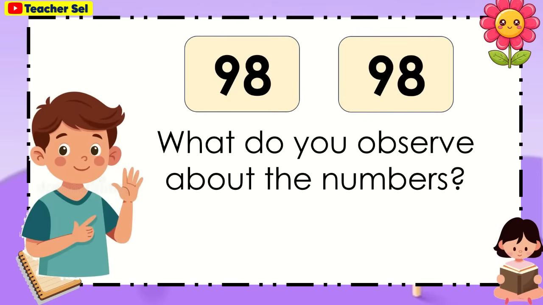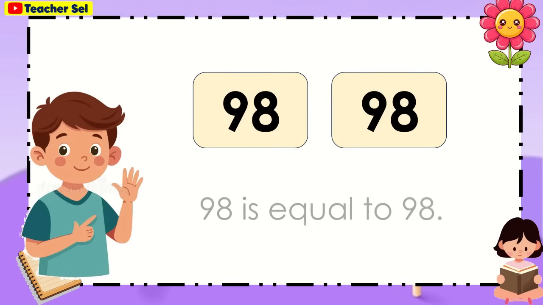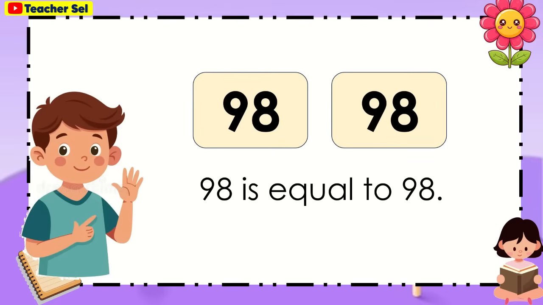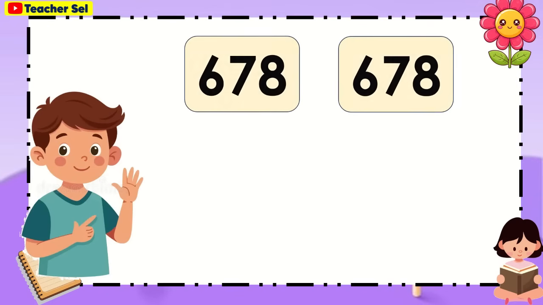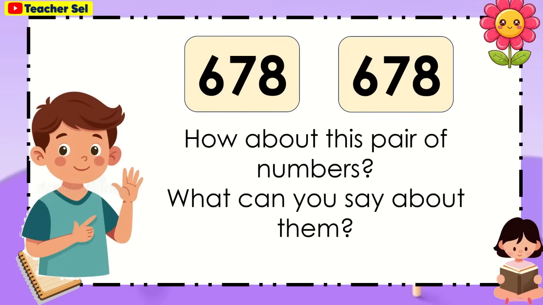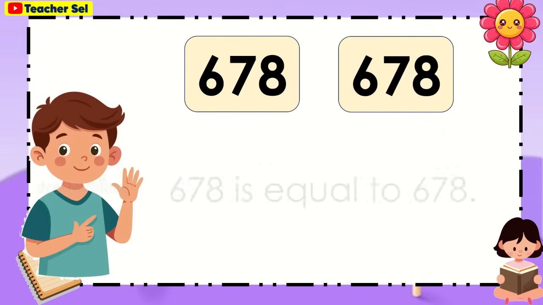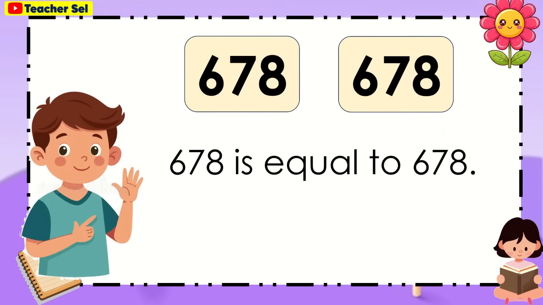In these numbers, 98 and 98, what do you observe about the numbers? They are the same. 98 is equal to 98. 678 and 678. How about this pair of numbers? What can you say about them? The numbers are equal. 678 is equal to 678.